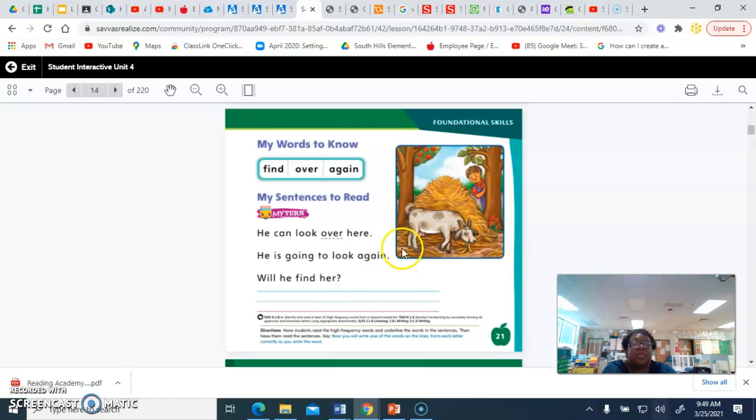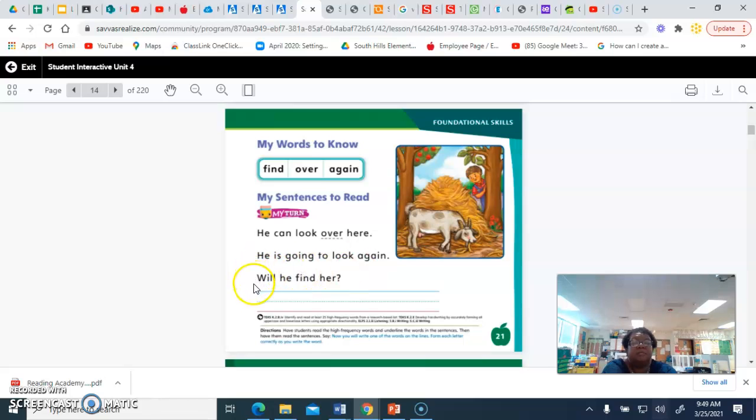Which word do you see that is in our words to know? Okay, we have the word again. So you're going to draw a line under the word again. And now you try to read the sentence. Ready? Okay, and there's the period again.